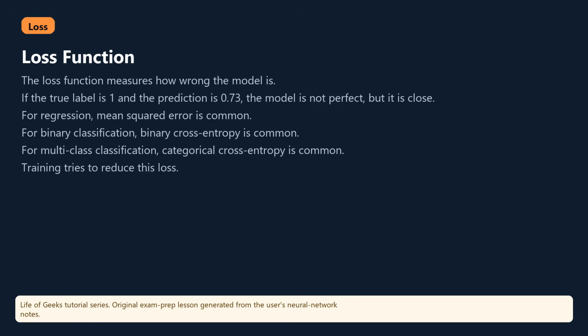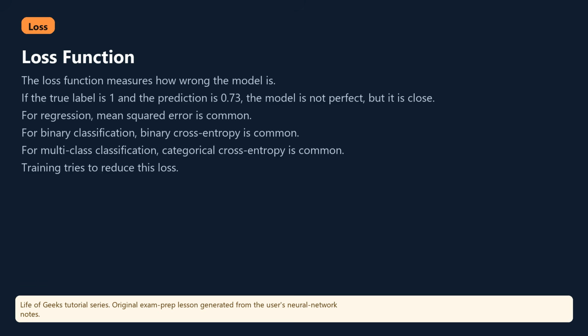Once the model predicts, we need to measure how wrong it is. That measurement is called the loss function. If the true label is 1 and the model predicts 0.73, the model is close but not perfect. A simple loss example is squared error, (1 minus 0.73) squared. In real neural networks, the loss depends on the task.